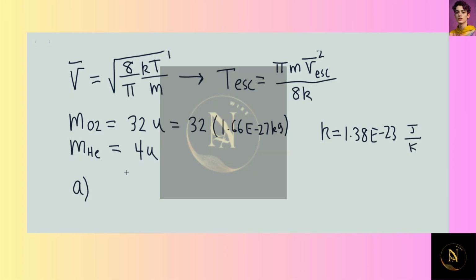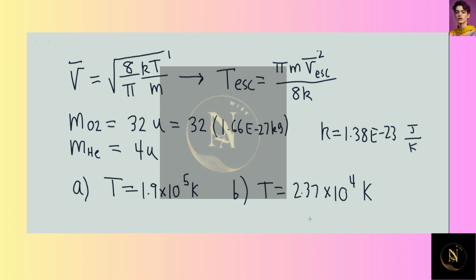If we plugged in all these numbers for part A, we would have a temperature of 1.9 times 10 to the 5 Kelvin, so something quite hot. And for part B, for helium, we would have 2.37 times 10 to the 4 Kelvin. So both of these are pretty unrealistic. These are extremely high temperatures, way above room temperature, of course. So it seems relatively unlikely that we would see any of these particles escaping, for the most part, at least on average.